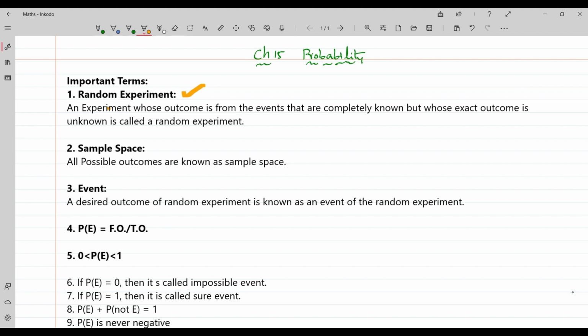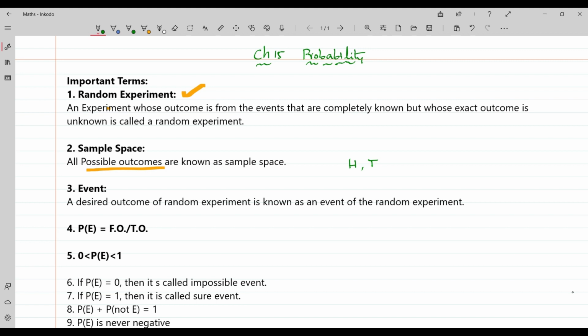Now let's see second one, sample space. Sample space is nothing but all the possible outcomes are known as sample space. Same example I will take, tossing coin. In tossing coin, there are two outcomes. One is heads, another one is tails. There are completely two outcomes. So these outcomes are known as sample space.